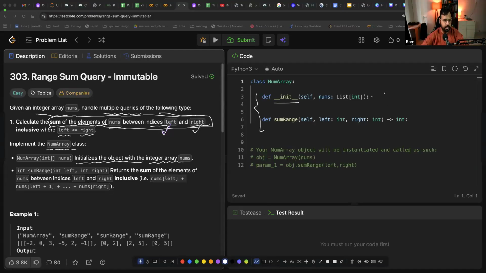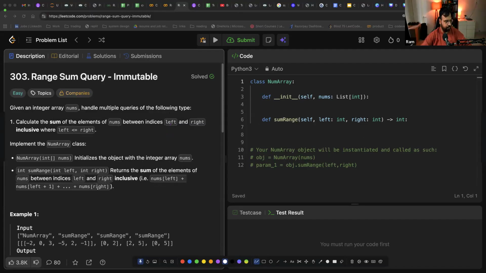Once we create that array, after that we are going to call one more method on that, which is sumRange. To sumRange we will give the left pointer and the right pointer, and the job of this method is to calculate the sum of the numbers between these two indices. So if left is 0 and right is 2, then between 0, 1 and 2 we need to find the sum of the numbers. It returns the sum of the elements of nums between the indices left and right inclusive, which means nums of left plus nums of left plus 1, and so on, up till nums of right. This much is the question.